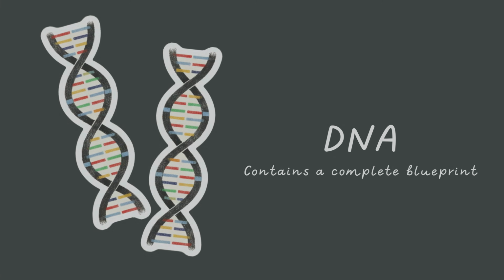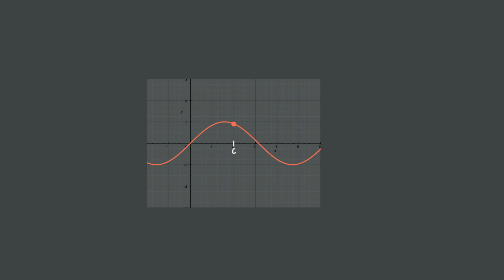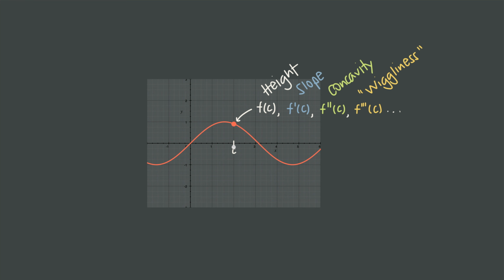Think about how the DNA in a single cell contains the complete blueprint to build your entire body. Well, a function's derivatives at a single point are just like that DNA. These derivatives seem local, like they just give the function's height, slope, concavity, wiggliness, etc. at this particular point c.